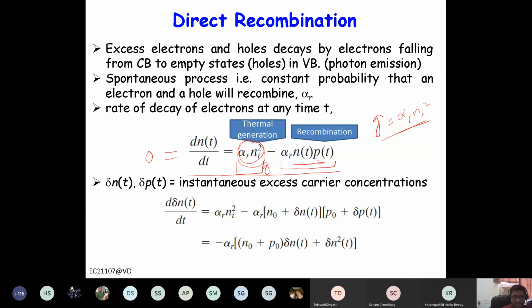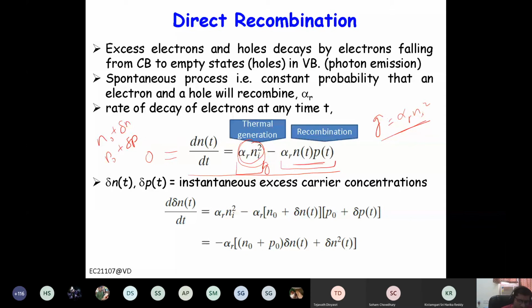Now we can define n naught as the equilibrium electron concentration, p naught as the equilibrium hole concentration, and n is n naught plus delta n, p is p naught plus delta p. If we are generating these electrons and holes through optical means, the number of electrons and holes generated will be equal, especially from the optical process. If you are injecting carriers, then of course you can have different delta n and delta p.